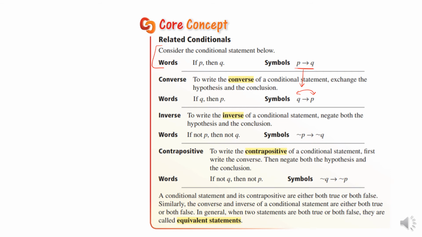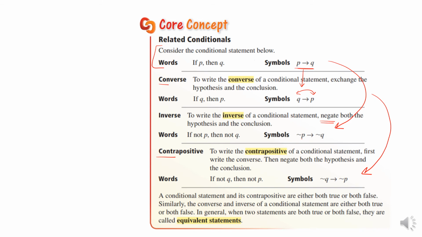The next one is the inverse. To write the inverse, we go back to the original statement, and it's the negation of both of them. So if not P, then not Q. And then the contrapositive is the negation of the converse. So if you want to think of it, the converse and the contrapositive go together, because they're the flipped around ones, and the conditional and the inverse are kind of basic. The inverse is the negation of the conditional.